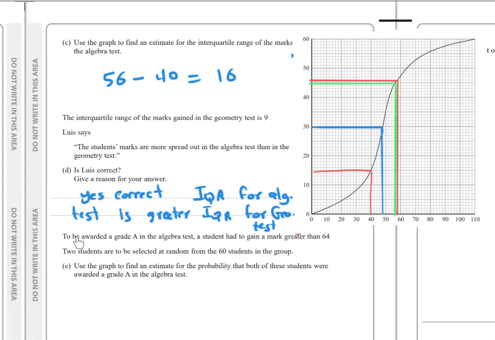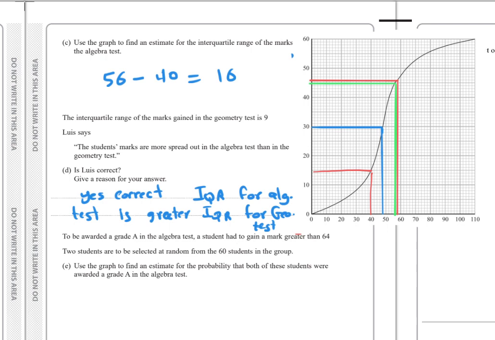Next, to be awarded a grade A in the algebra test, a student had to gain a mark greater than 64. 2 students are to be selected at random from the 60 students in the group. Use the graph to find an estimate for the probability that both of these students were awarded a grade A in the algebra test. So we need to find the number of students who gained a mark greater than 64.